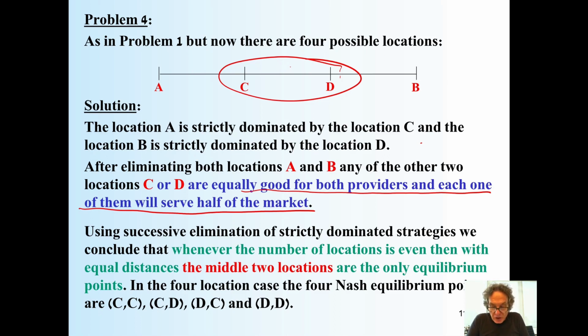In the 4 location case, the 4 Nash equilibrium points or locations are either both at C, one at C and the other at D, one at D and the other at C, or both of them at D. That's what we discussed and we showed. Okay.